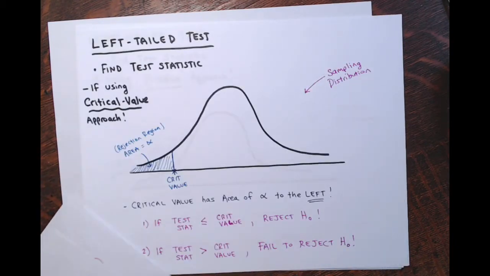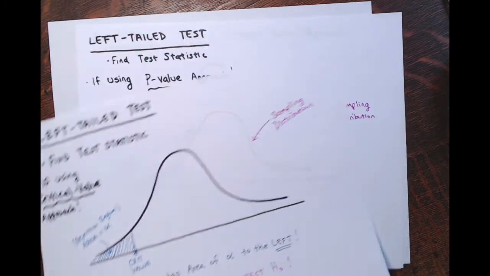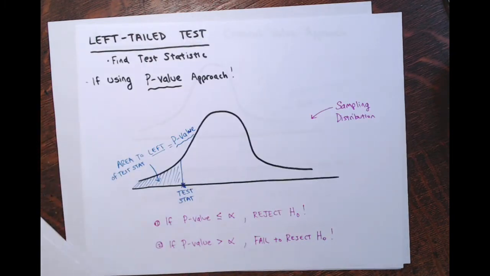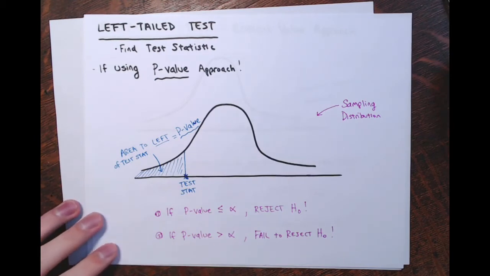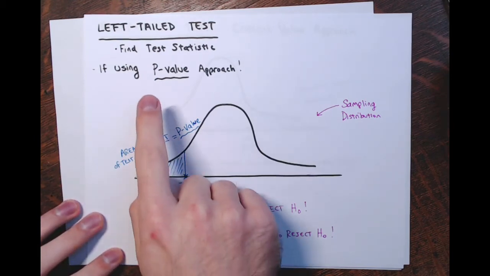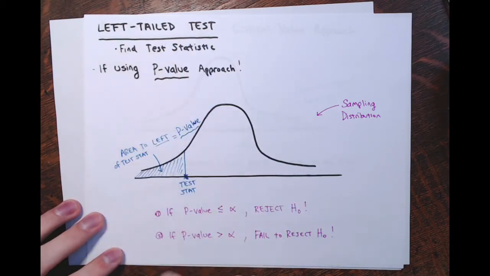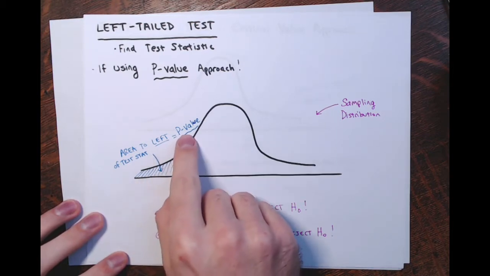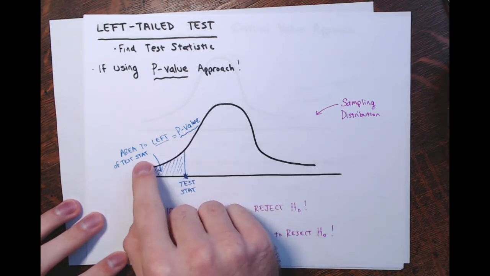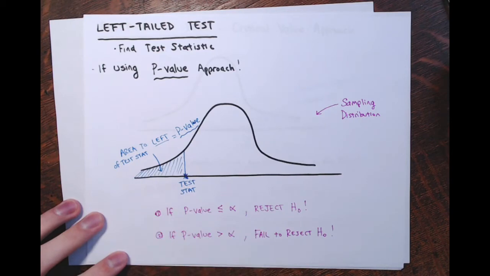Now in a left-tailed test, that's the critical value approach, we're doing the p-value approach now, finding p-values for a test statistic. If in a left-tailed test, you find your test statistic, the z-score or t-score, but here it's a z-score because the population standard deviation is known. Then the p-value is simply the area under the curve to the left of that test statistic.